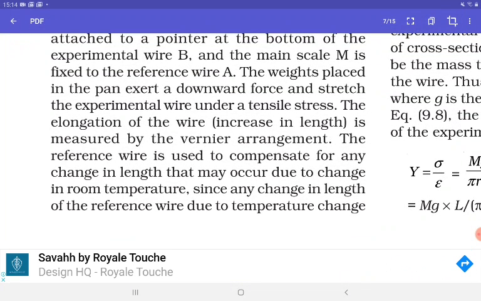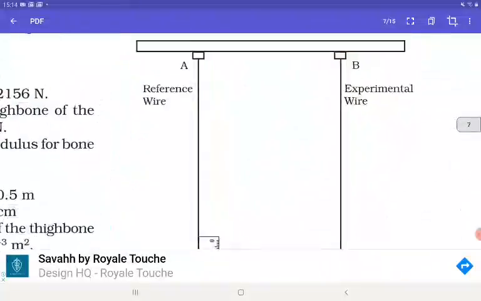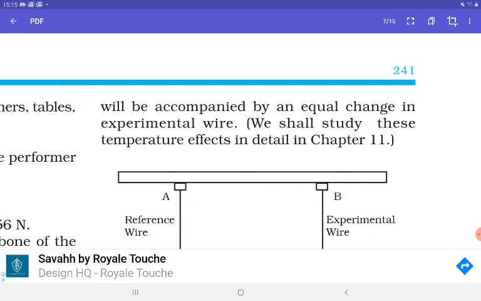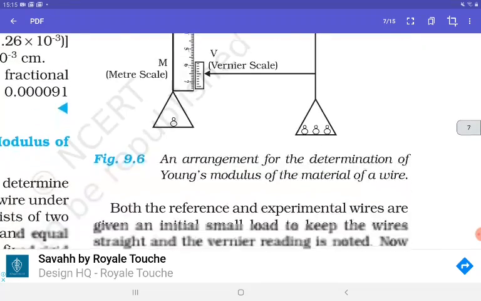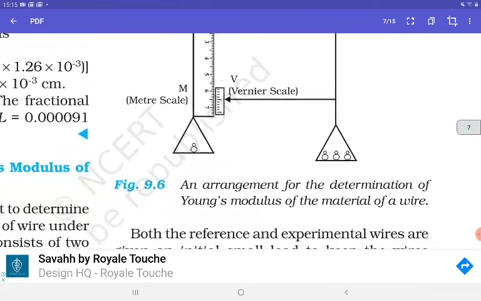The reference wire is used to compensate for any change in length that may occur due to change in room temperature, since any change in length of the reference wire due to temperature change will be accompanied by an equal change in the experimental wire. So here we have the experimental arrangement for determination of Young's modulus of the material of a wire.